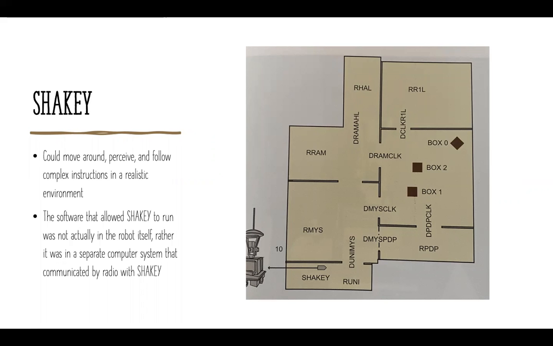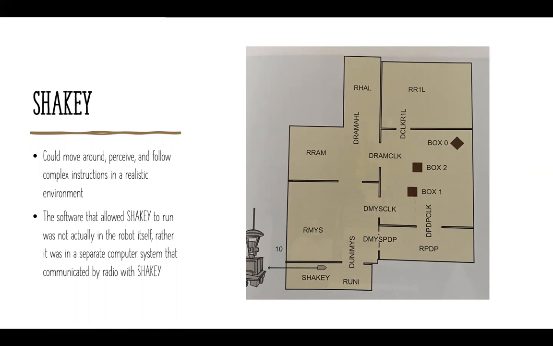In this picture, you can see Shaky at the bottom left-hand corner. And then you can see a map of Shaky's physical environment, where each room has a name and the total environment measures around 60 feet by 40 feet. The room right above Shaky is a mystery room where Shaky has no information about its contents.